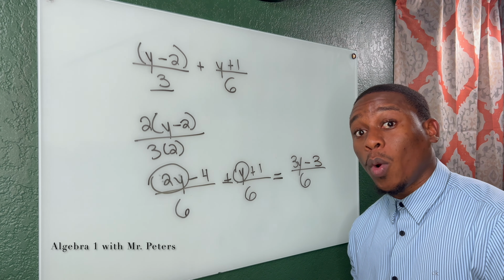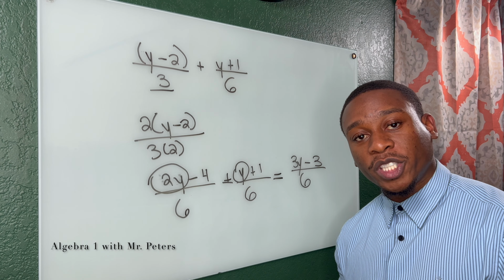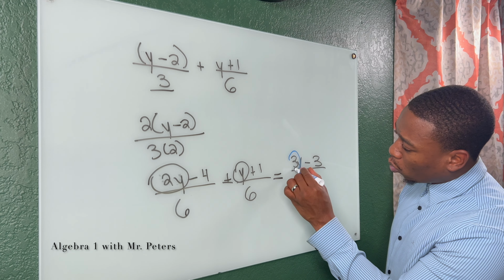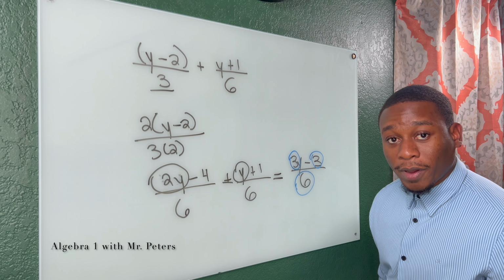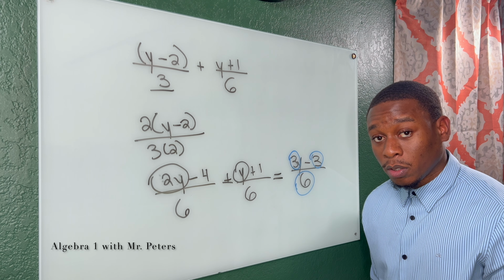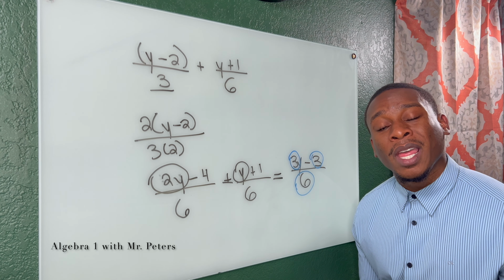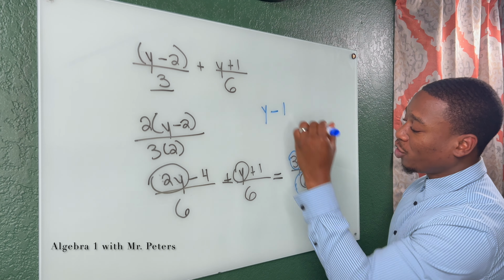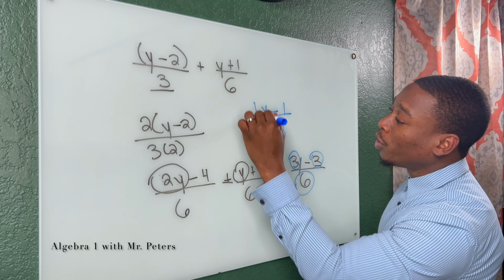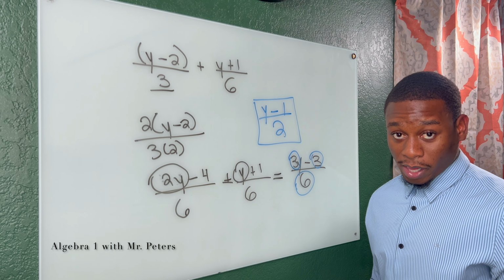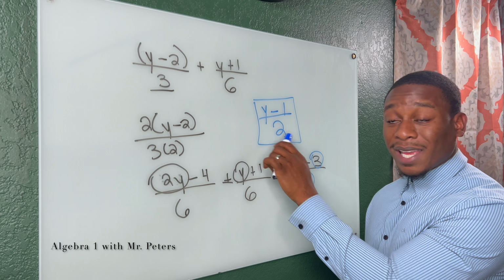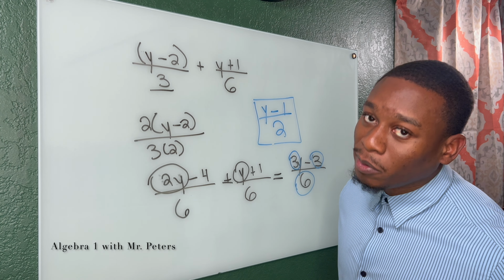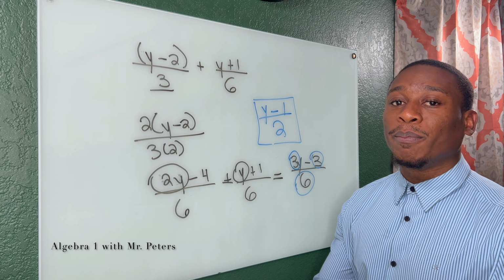And you should always, always double check to see if you can simplify. We could divide this entire fraction by 3. If I divide the entire fraction by 3, I get y minus 1 all over 2, and this is my final answer. But understand, guys, this is the same exact answer. One is just simplified. You know how math teachers are. Just make sure you simplify, okay?